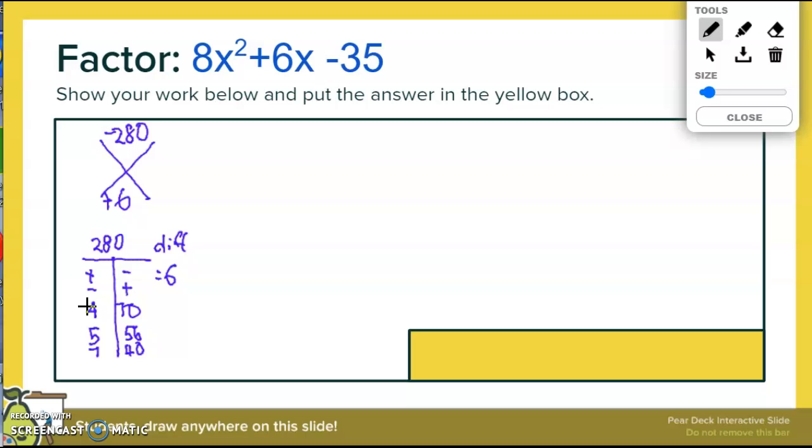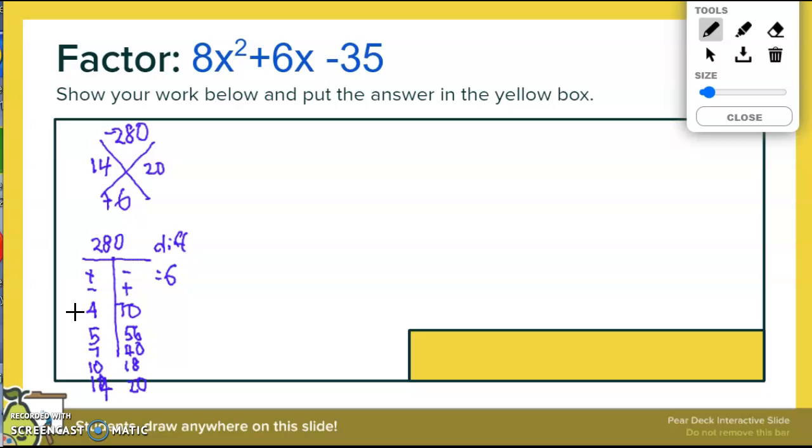280 is not divisible by 8, and it's not divisible by 9. What about 10? 10 times 28. Okay, we're getting closer because the difference is now 18. What about 11? It's not divisible by 11. What about 12? It's not divisible by 12. And it's not divisible by 13 either, but it is divisible by 14, and that's 14 and 20. So I know that the solution to my diamond is 14 and 20.